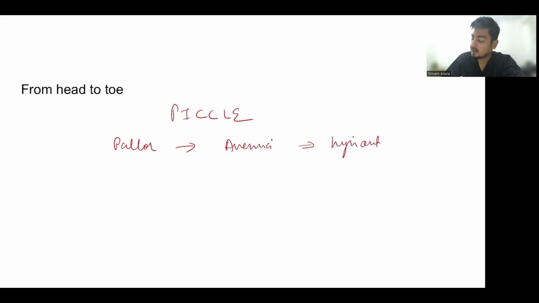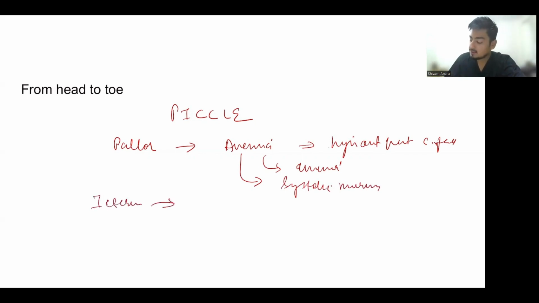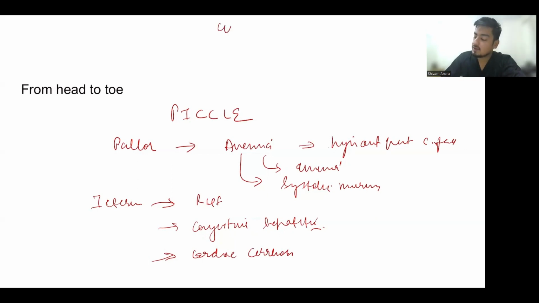high output cardiac failure. Also, sometimes murmur can also be there in anemia, which are systolic murmurs, mid-systolic murmurs. Okay. Icterus can be there because of right heart failure, congestive hepatitis, or cardiac cirrhosis. Then cyanosis can be there because of cyanotic heart diseases.